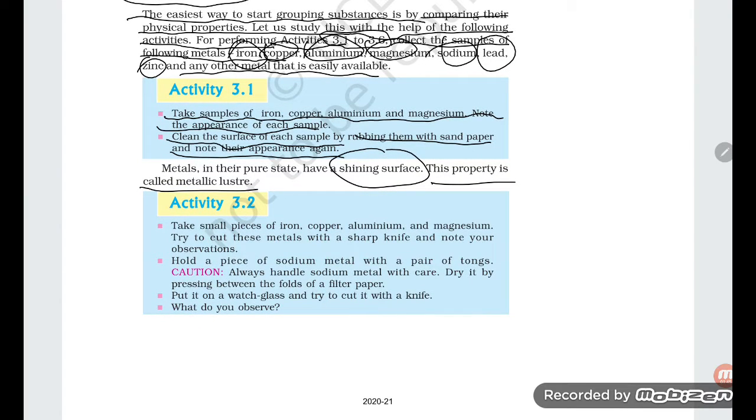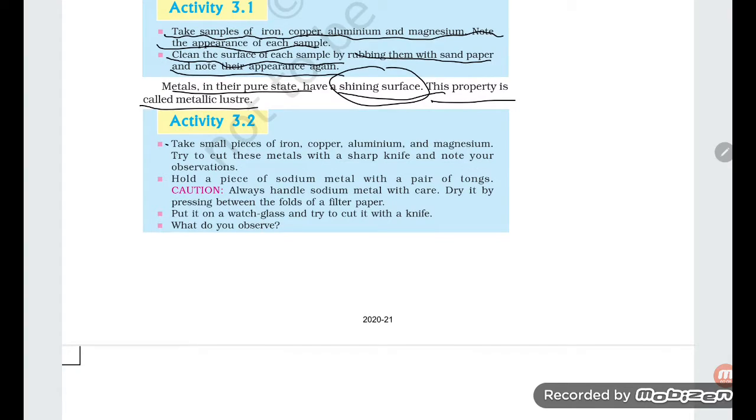Take a sample of iron, copper, aluminum, magnesium and see the appearance. Clean the surface of each sample with sandpaper. Metals in their pure state have a shining surface, a property called metallic lustre. Now take a small piece of iron, copper, aluminum, and magnesium. Try to cut these metals with a sharp knife and note the observation.